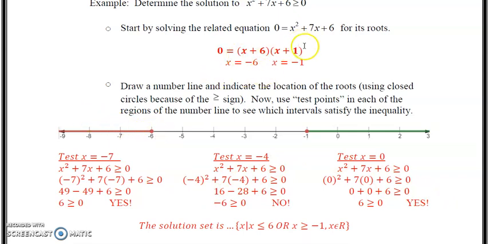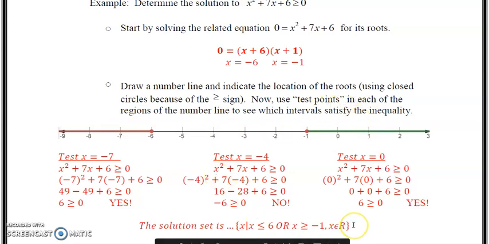So you plot your 2 x value points. You get them from factoring, using its roots, so -6 and -1. So I'm going to pick a point on the left side of -6, between -6 and -1, and on the right side of -1, right? Just like a number line.